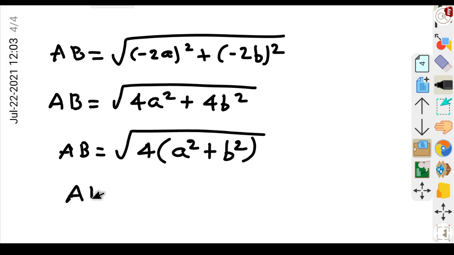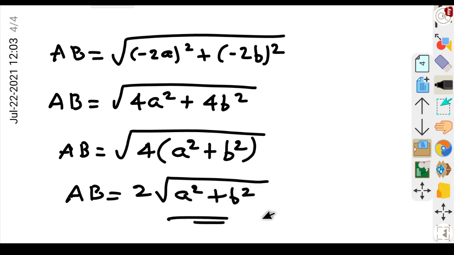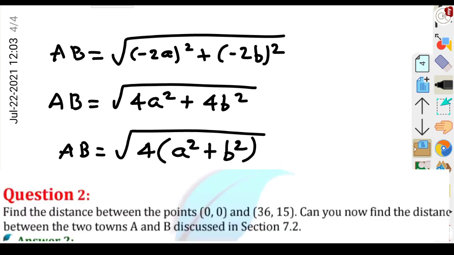Now AB equals, the square root of 4 is 2, so therefore I am taking the 2 outside, so therefore 2, the remaining is the square root of a square plus b square. Now this is the answer for the third question in the first main. Okay, now we'll move on to the next question, the second question, children.